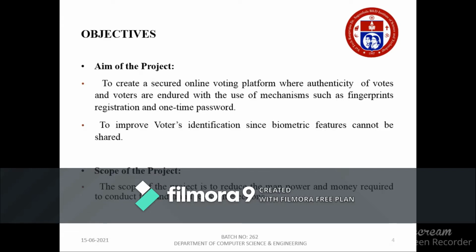Objective of our project: to create a secure online voting platform where the authenticity of votes and voters is ensured with the use of mechanisms such as fingerprint recognition and one-time password. Scope of our project is to reduce manpower and money requirements and conduct elections in a fair manner.